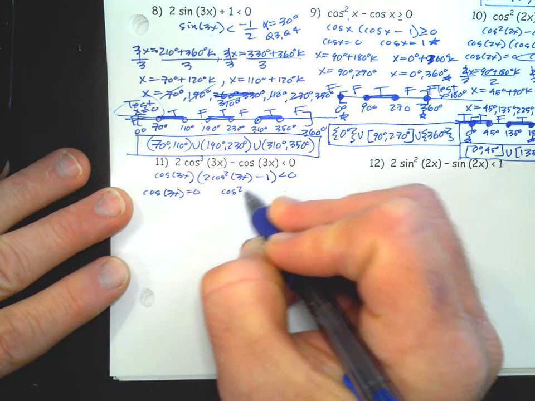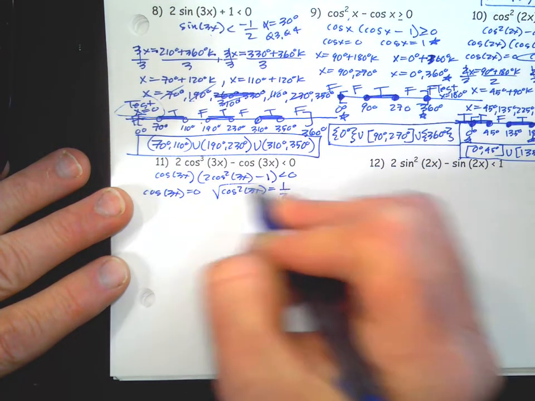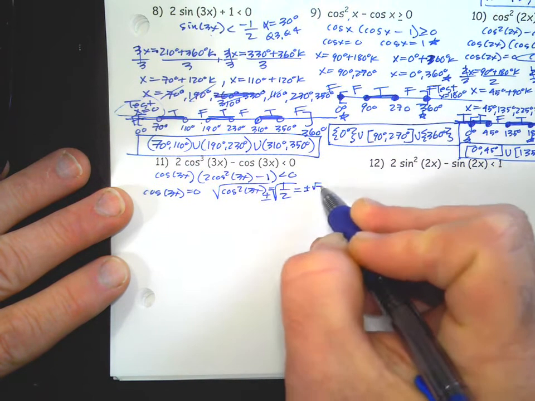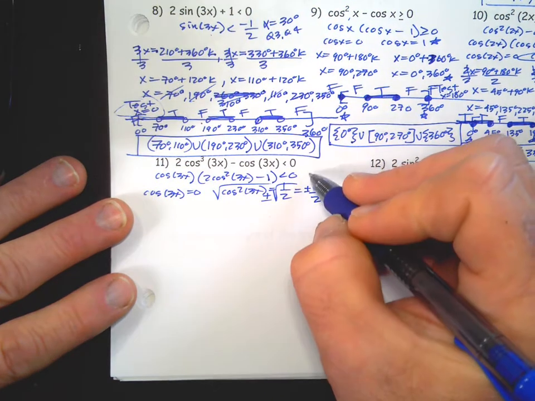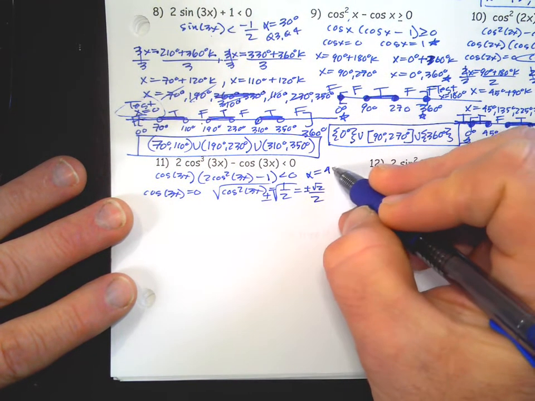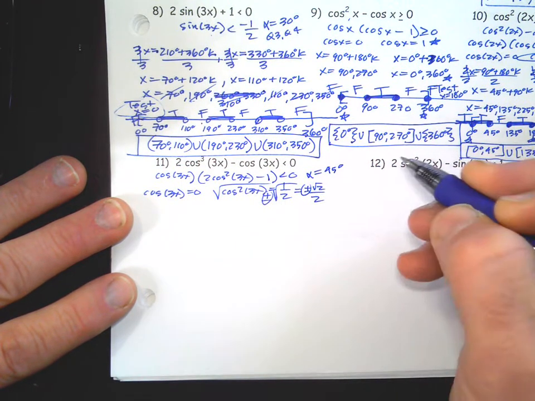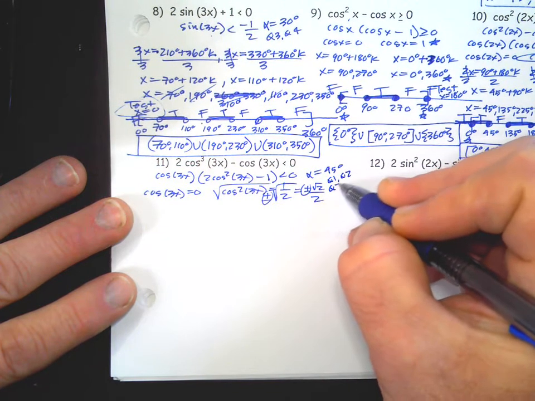Cosine squared 3x equals 1/2. But then we're going to take the square root of both sides, plus or minus. This is going to be plus or minus root 2 over 2. That's actually all 4 quadrants. So reference angle here is, when does cosine equal root 2 over 2? 45 degrees. But it's plus or minus. You got to do the plus or minus. It's quadrant 1, quadrant 2, quadrant 3, quadrant 4. It's all the quadrants.